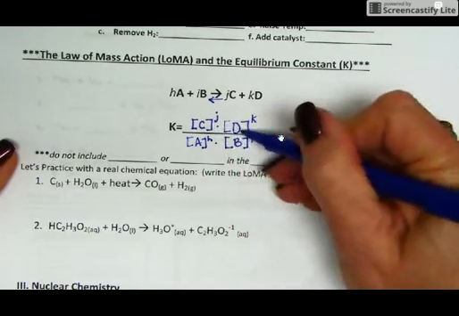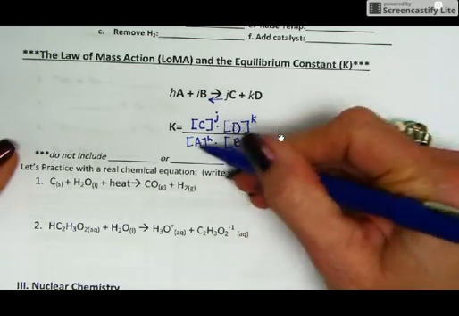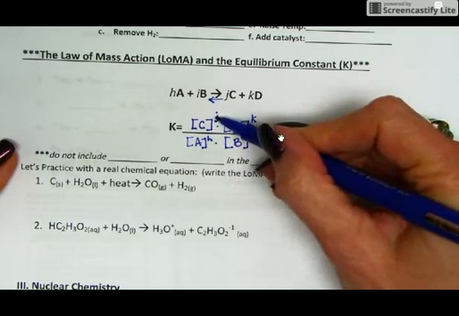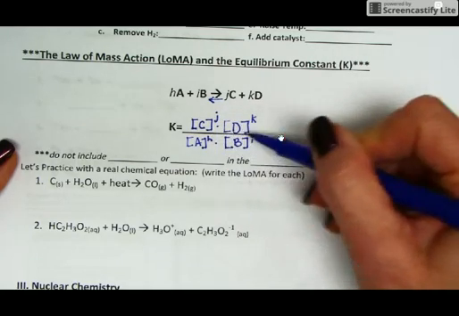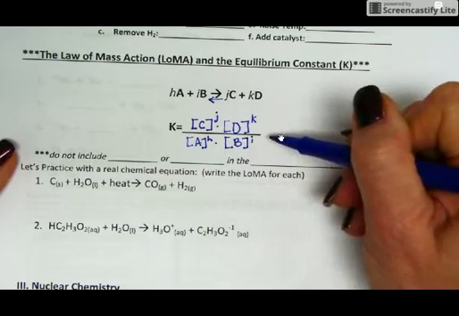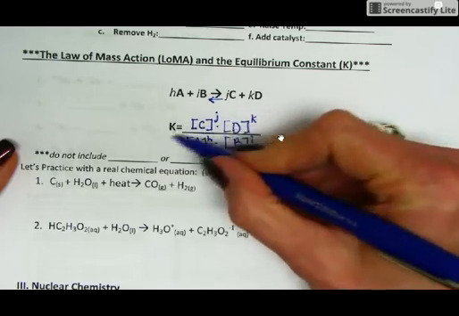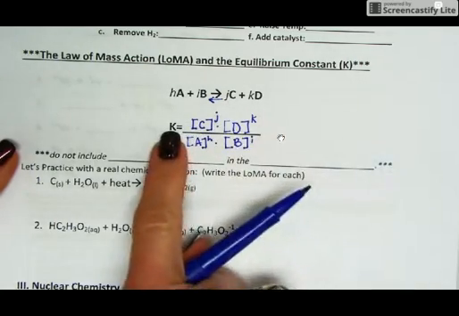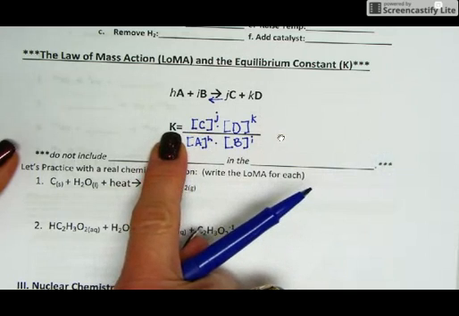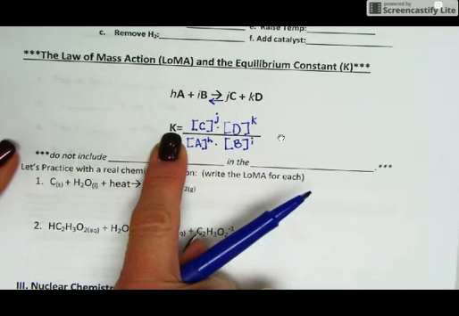Typically, we would plug in concentration values if we knew them, and then do the math with the superscripts. And when you do that, you will solve and get a K value, which is your equilibrium constant, and that gives you an idea of how far to the left or right your equilibrium position is.